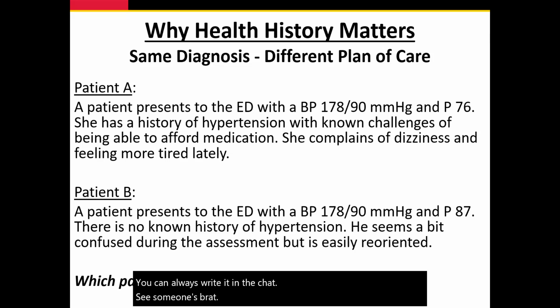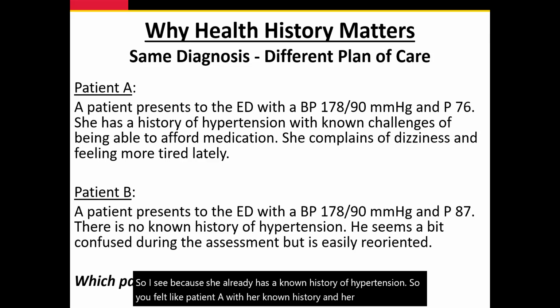I see, because she already has a known history of hypertension. So you felt like patient A, with her known history and her inability to afford her medication, would be the first one to see. Let me go back to the chat. Someone chose B because there is no history of hypertension and it is more acute. And I would agree that B needs to be seen first.